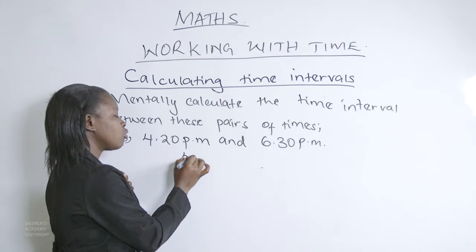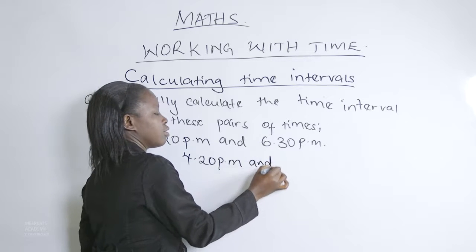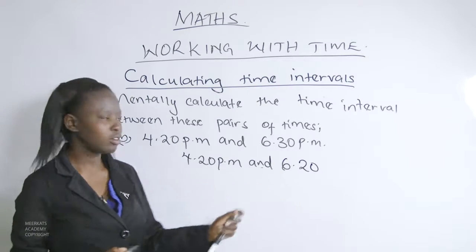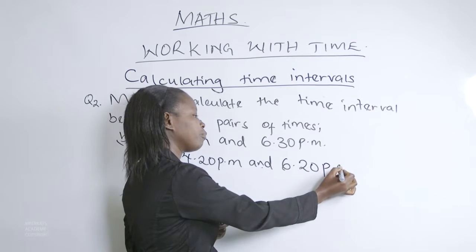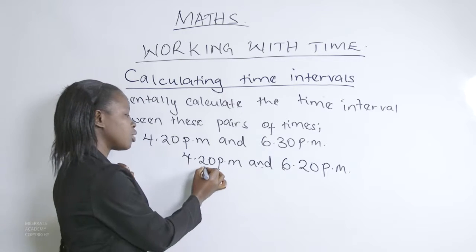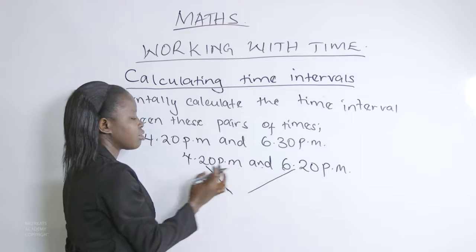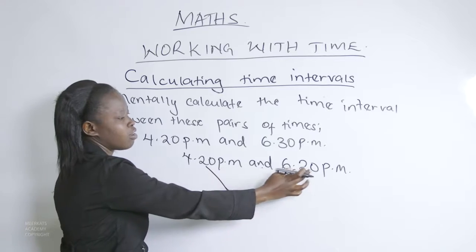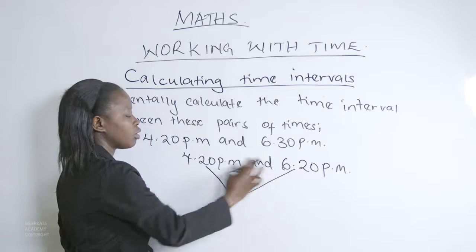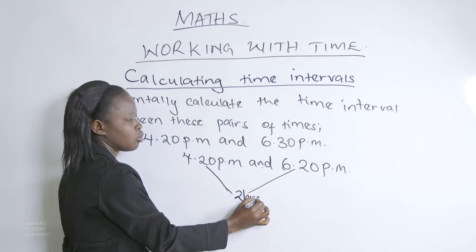can simply say between 4:20 p.m. and 6:20 p.m. That is 4:20 and 6:20 p.m. Then, what is the difference of hours between the two times? Between 4:20 and 6:20, we have the same number of minutes covered. So that will give us a difference of 2 hours.